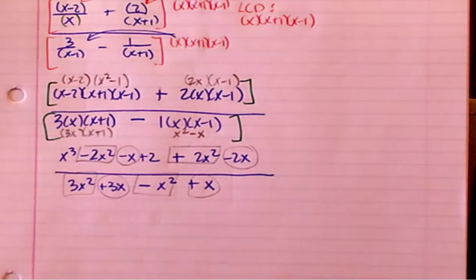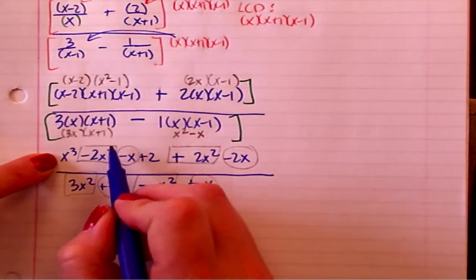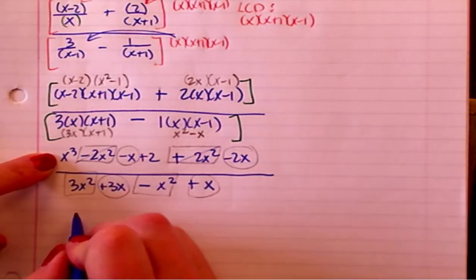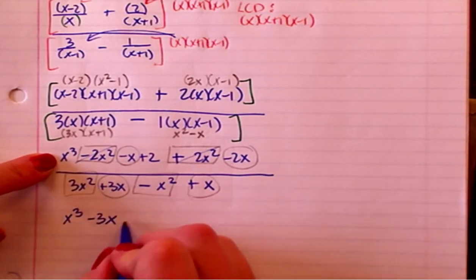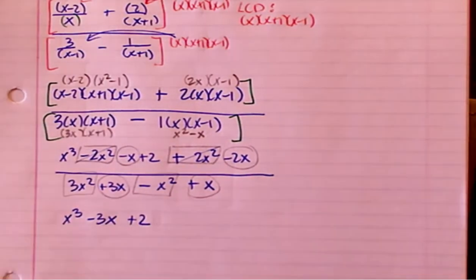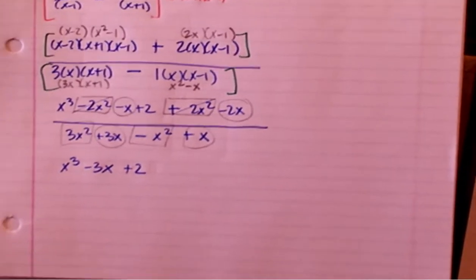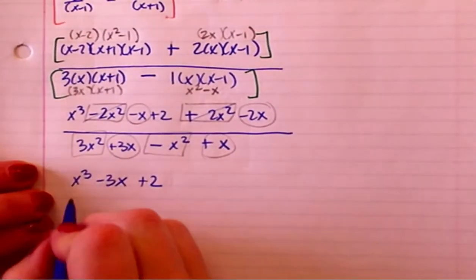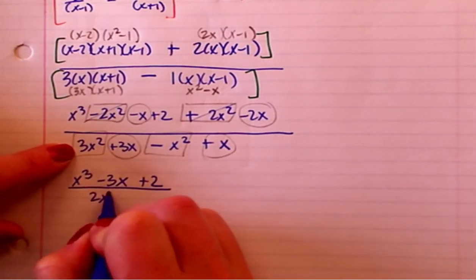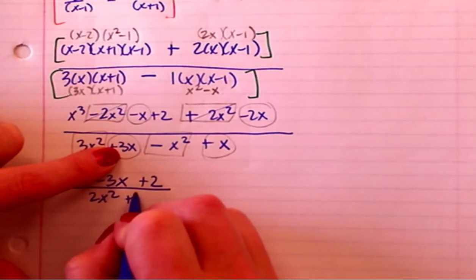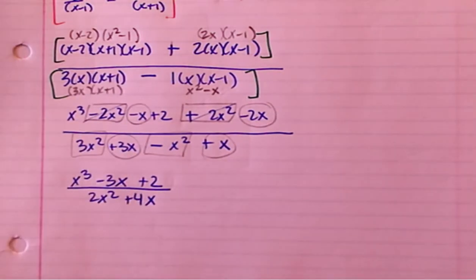Okay, so my last step. Those actually just cancel. So we get x cubed minus 3x plus 2, which is not a quadratic. It's cubic. In the denominator, we end up with 2x squared plus 4x. Okay, remember the house question? Now you can reduce. Now it's a single fraction. Now you can try reducing.